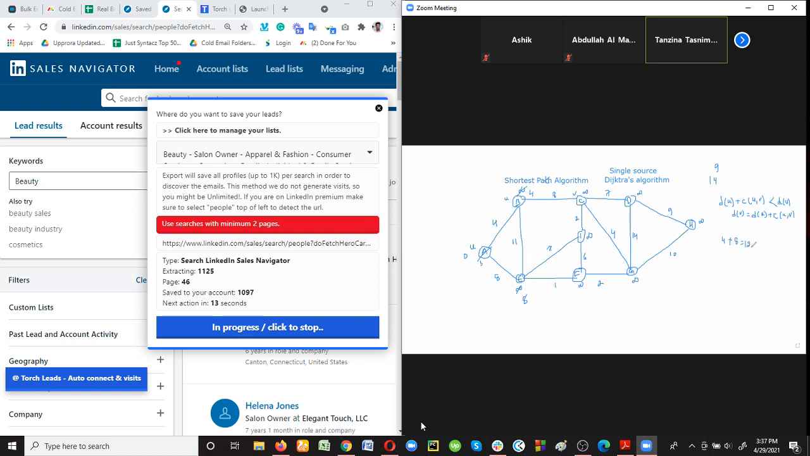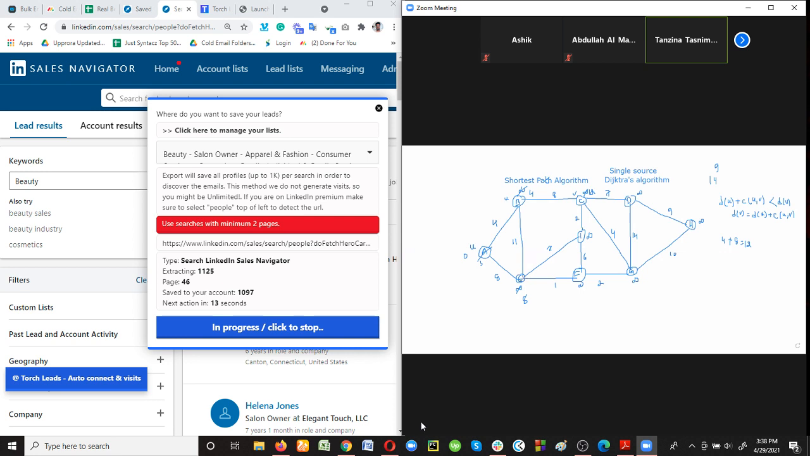Is it less than infinity? Yes, 12 is less than infinity. Now change the distance of V, that is, change the distance of C. The new distance of C will be 12. Why change that value? Just look at this rule. The rule is: if D of U plus C of U and V is less than D of V, then change the distance of V. So now the new distance of C is 12.